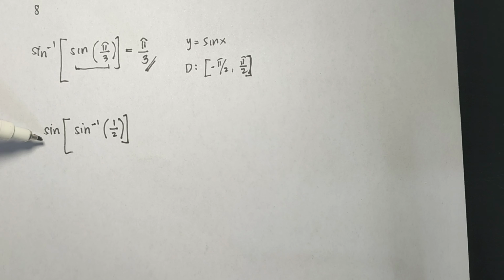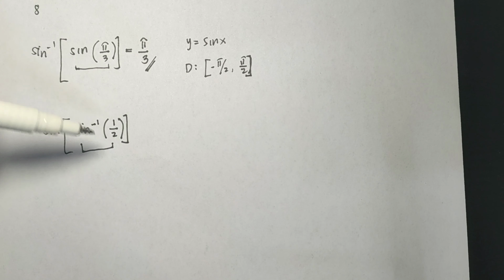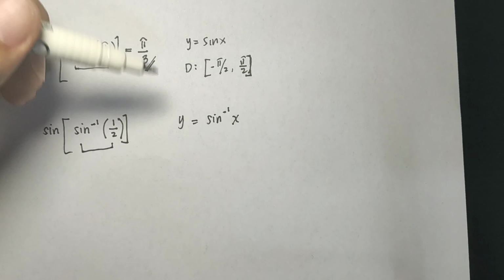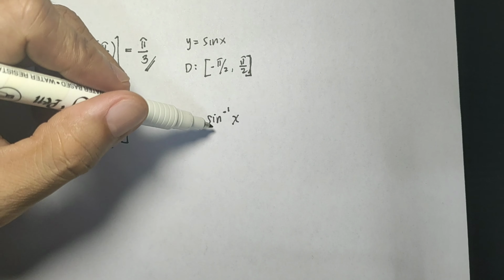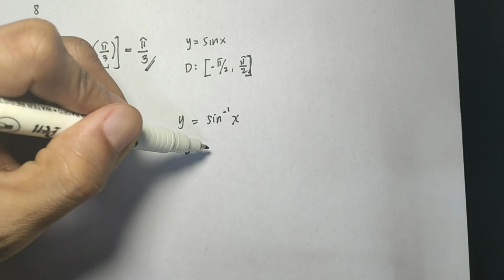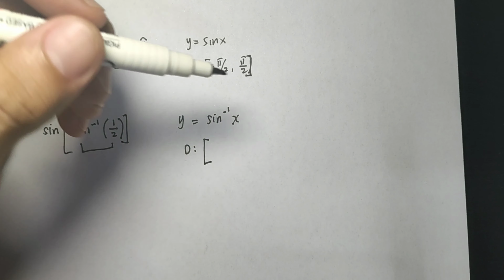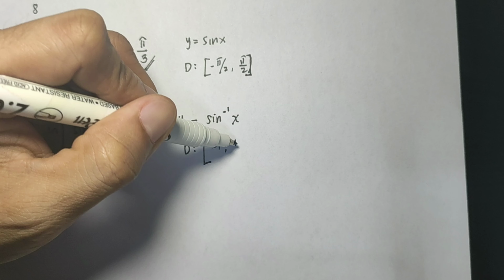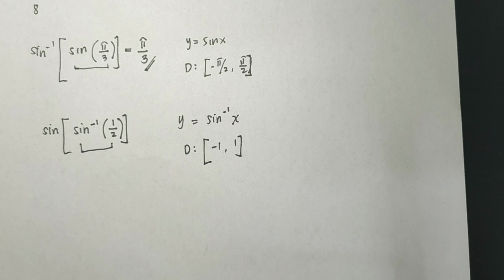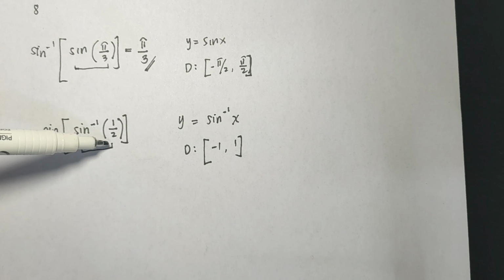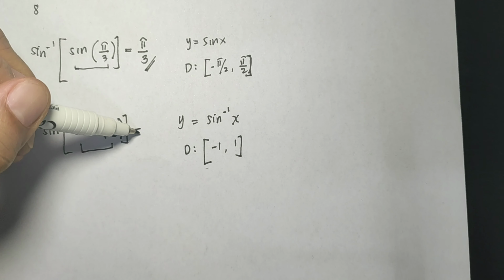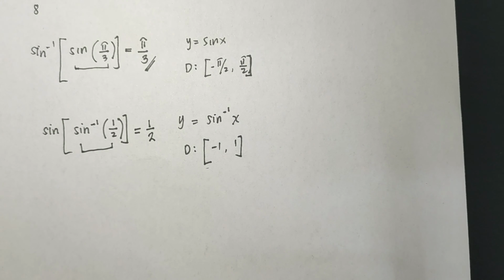Next. Okay, let's say we have sine of inverse sine of 1/2. Remember the domain of the inverse function, y equals inverse sine x: its domain is from negative 1 until positive 1. So do you think that 1/2 belongs to this interval? Yes. So therefore, this is equal to 1/2.